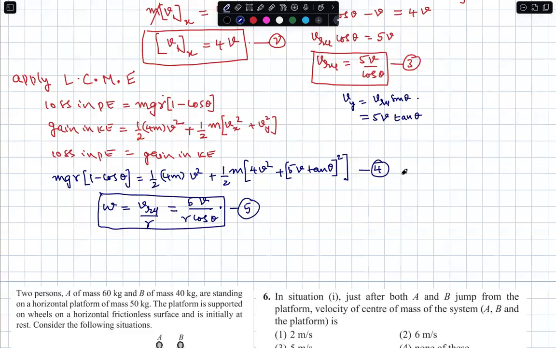Equation 4 will allow you to find the cos theta term. Substitute that cos theta term in equation 5, and you will get the desired answer. But you can leave it here, no issues.